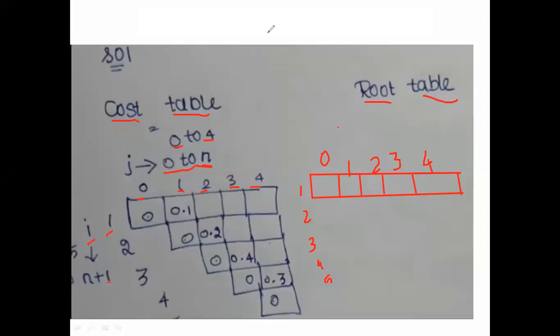Now we are going to construct. So how to construct that cost table? So 5 means initially you have to draw like that.